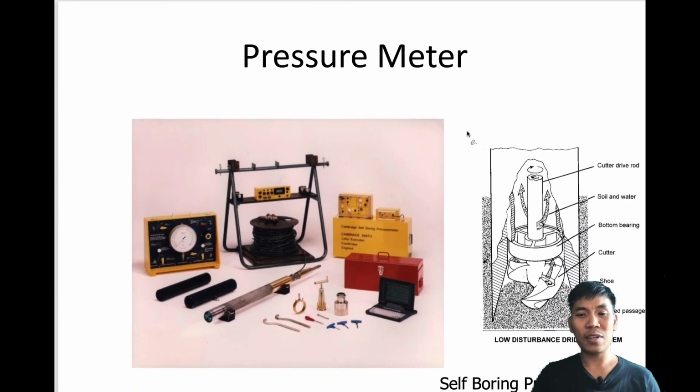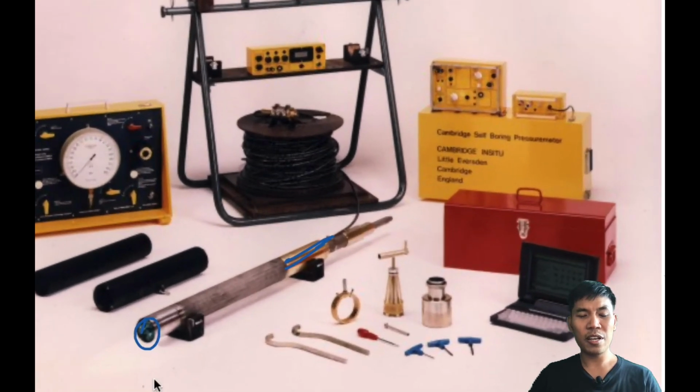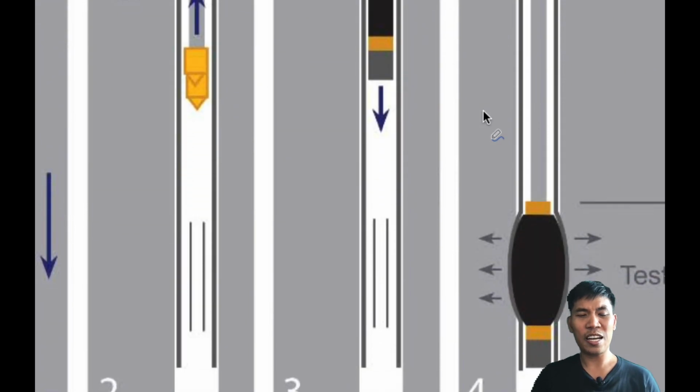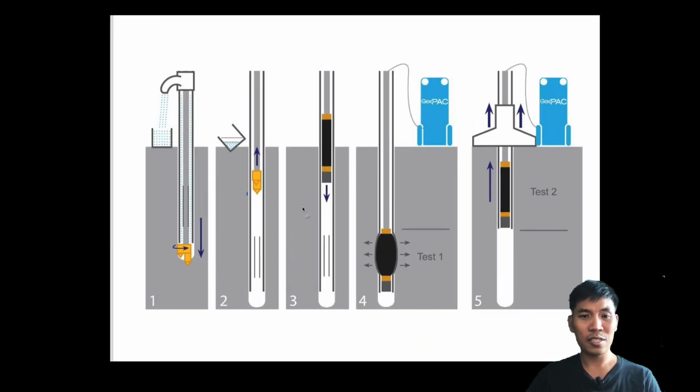And the other one, which is quite advanced, is the so-called pressuremeter. The pressuremeter is something like that. It has a tube, and we install it into the soil and apply pressure to the pressuremeter. This part is made from rubber, so it will expand. The concept is like this: we insert the pressuremeter into the soil, something like that, and we test it.